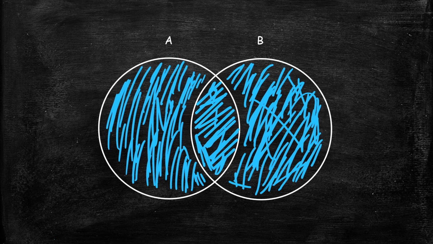So here is a diagram of A union B. As we can see, the circle on the left represents set A and the circle on the right represents set B. So A union B would mean to shade everything, the entire area of set A and the entire area of set B, because it consists of all the elements in set A and set B.